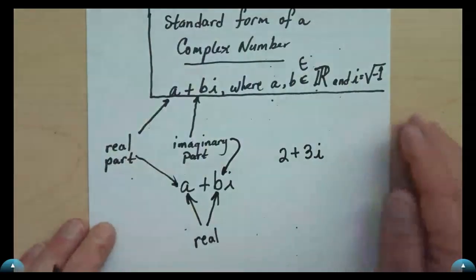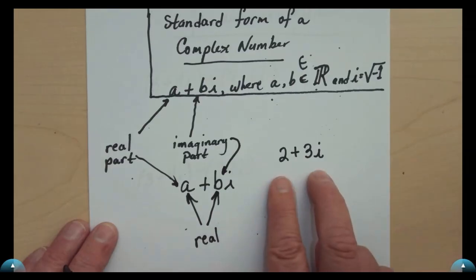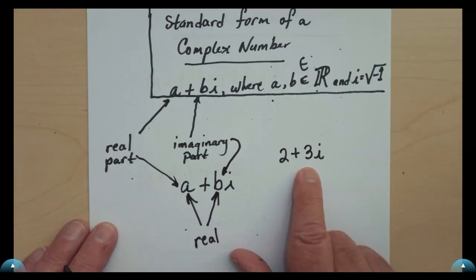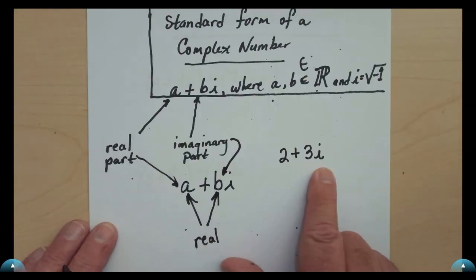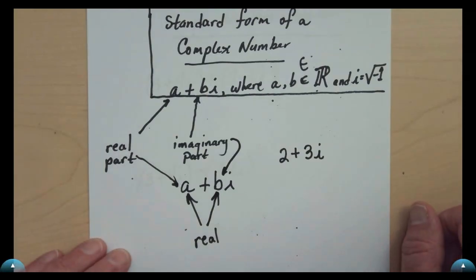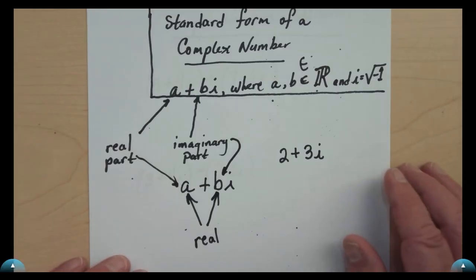So that's not two different numbers, that is one complex number. A complex number has two parts. It has a real part, 2. It has an imaginary part, 3. And it's 2 plus 3 times that little imaginary unit, the little i, which represents the square root of negative 1. That is a single complex number written in standard form.